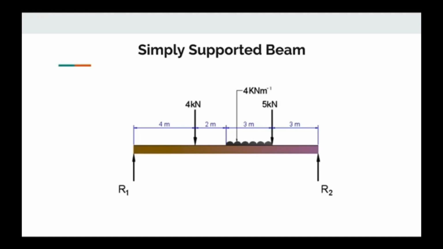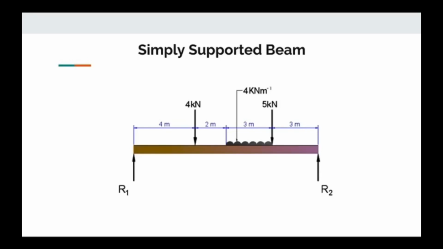So if we are supposed to find R1 and R2 for this scenario, we cannot do it as is. We have to firstly calculate the respective point load that is acting on the beam, meaning we have to convert this UDL load into a point load. And this is how it is done. All you are going to do is multiply the UDL load by the span that the UDL load takes up. So this UDL load is 4 kilonewtons per meter, and the span is 3 meters. So when you multiply 4 kilonewtons per meter by 3 meters, you'll arrive at 12 kilonewtons.